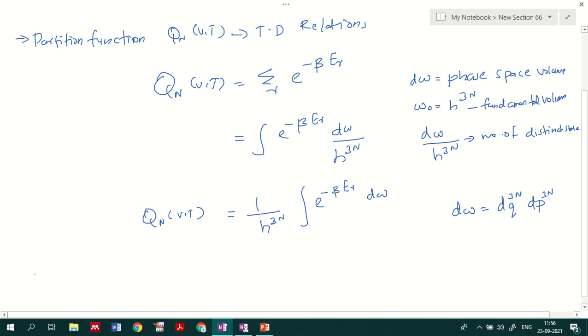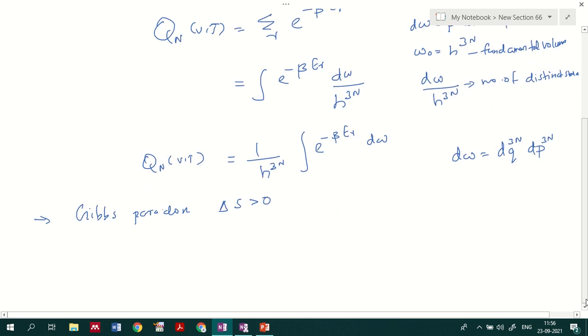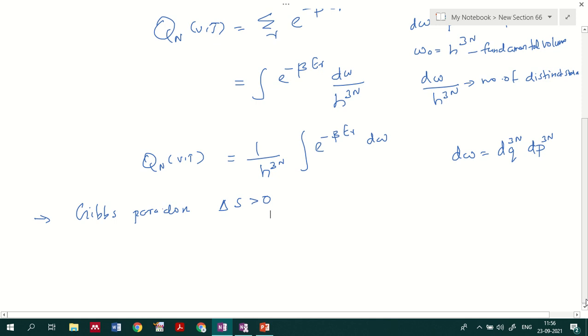Now, when you consider this partition function, a Gibbs paradox will arise, meaning delta S is always greater than 0. That is our big Gibbs paradox, because whenever you change the initial and final state entropy value, there will be a contradiction. That's why we call it the Gibbs paradox. And we also know that in order to overcome this Gibbs paradox, we introduced n factorial in this case.